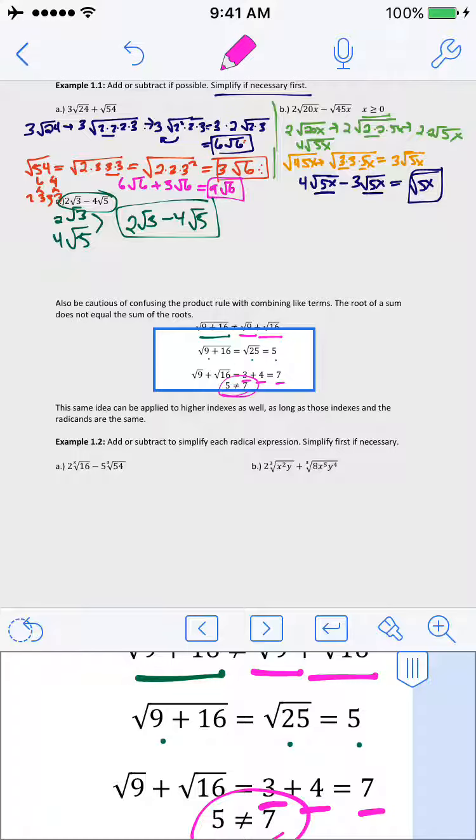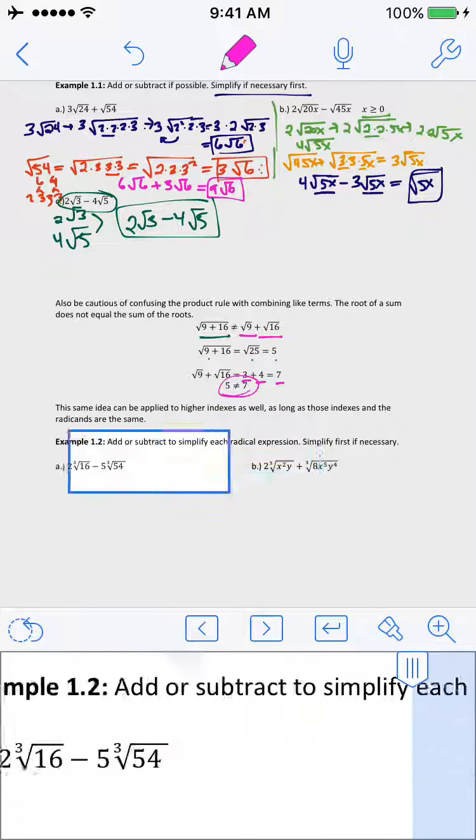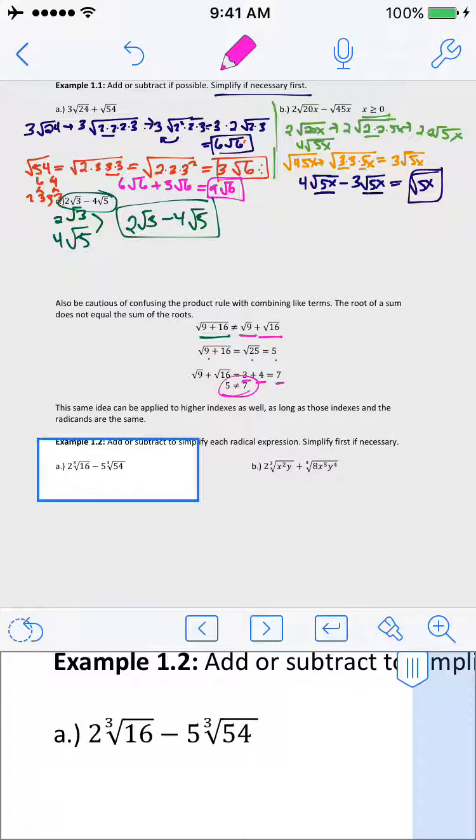Okay, so you cannot use the product rule ideas for this adding and subtracting. Okay, it only applies to multiplication and division. Right, that would be called the quotient rule, though. All right, let's add and subtract these radicals of higher powers. Let's do some higher powers.